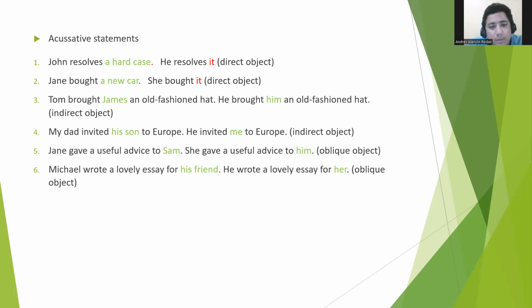In the case of the direct object, let me say that just to reinforce what I had said before. A noun or pronoun directly affected by the action of a transitive verb appears right after the main verb. So in this case, John resolved, and what John resolved needs something to be resolved. In this case, a hard case. Jane bought a new car. What did she buy? She needs a thing to buy, no? So a new car.